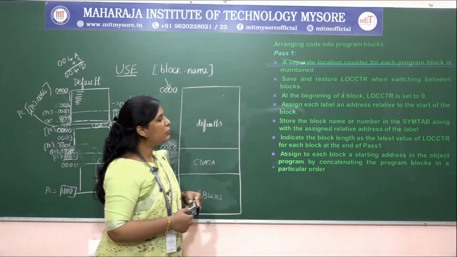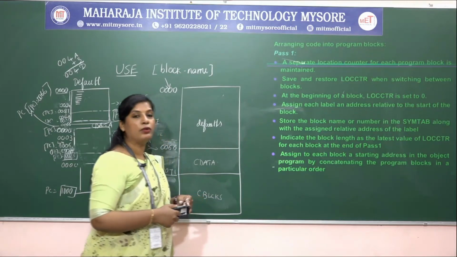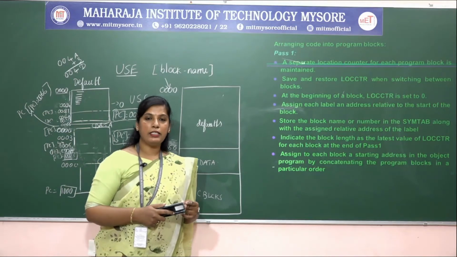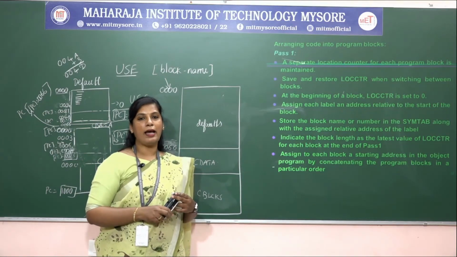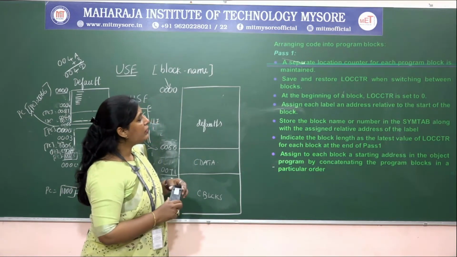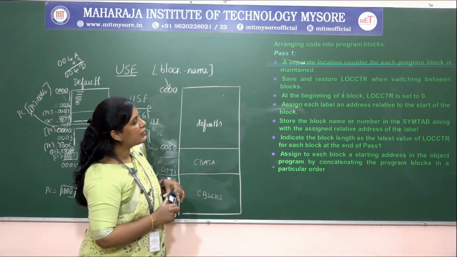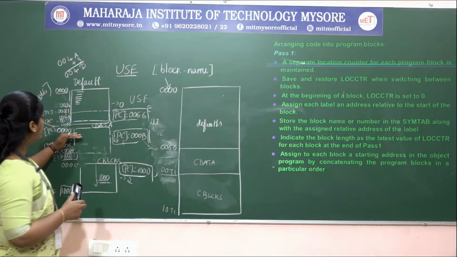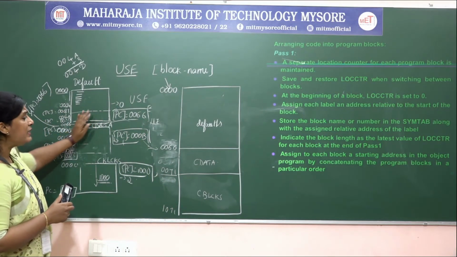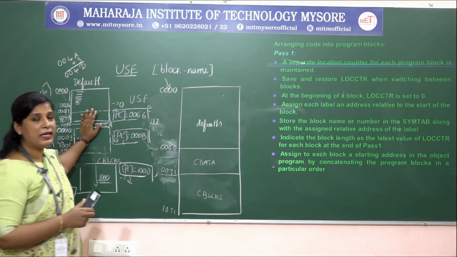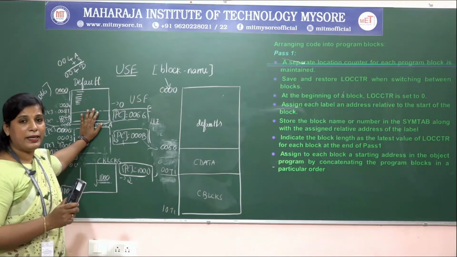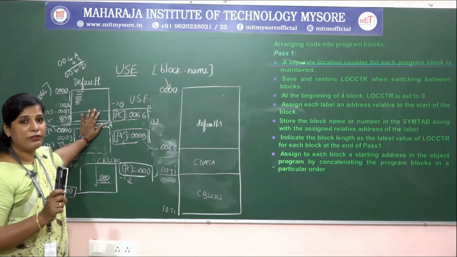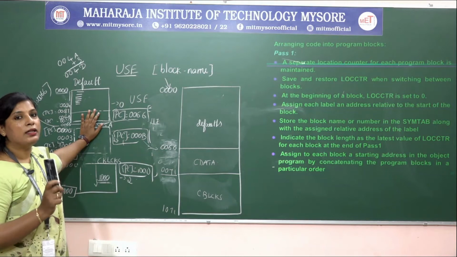At the beginning of each block, we have to set the location counter value as 0. Then we assign each label an address relative to the starting address of that program. When the symbol table is created during pass 1, it has to enter the label name along with the block number, the block length and the starting address of the block. Everything should be there in that symbol table.